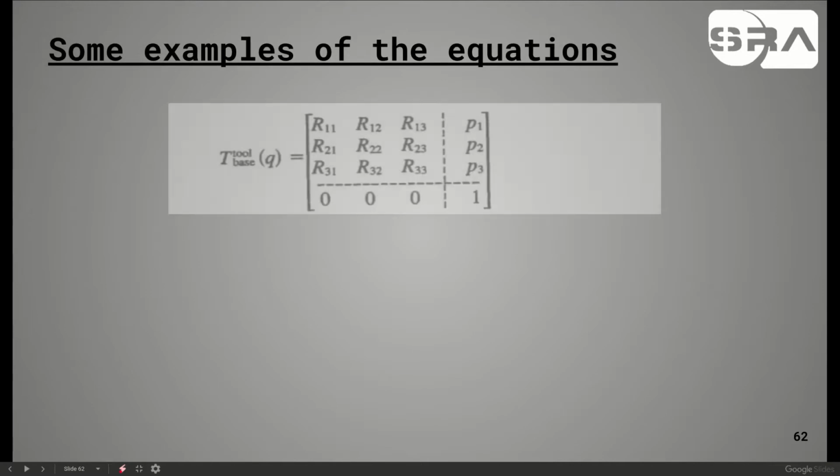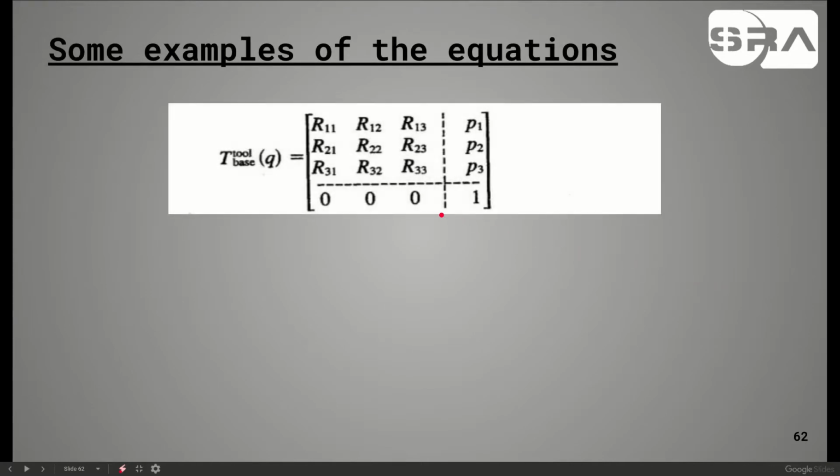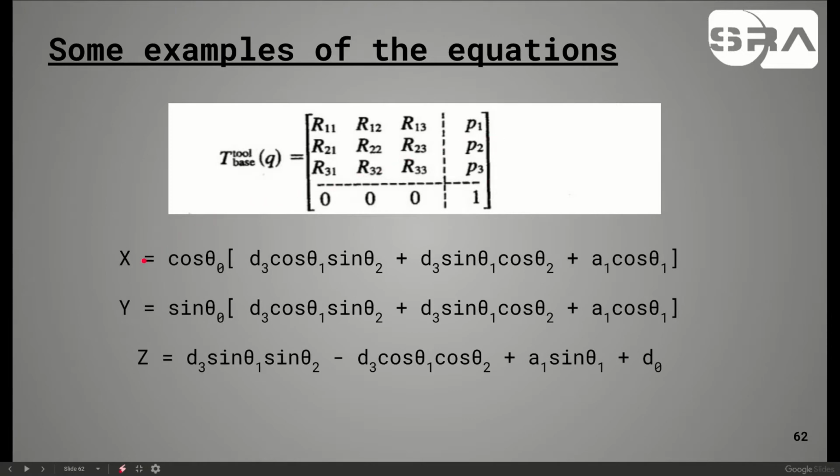Some examples of equations. We are taking the examples of P1, P2, P3. As I told you, P1 is x, so in place of P1 we can put x. X is equal to this expression, y is equal to this expression, and z is equal to this expression. Similarly, we have expressions for individual terms in this matrix.